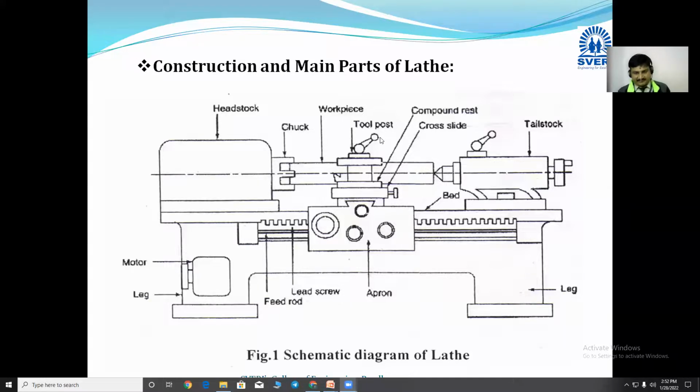Have you drawn this diagram? Have you drawn it? No, sir. Okay. Draw it carefully.